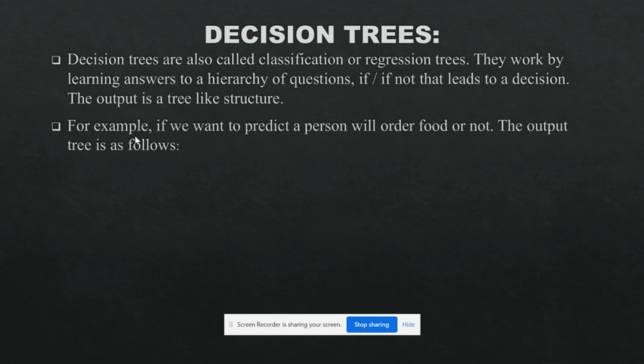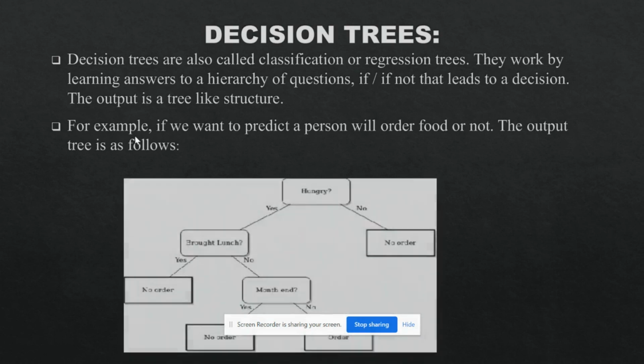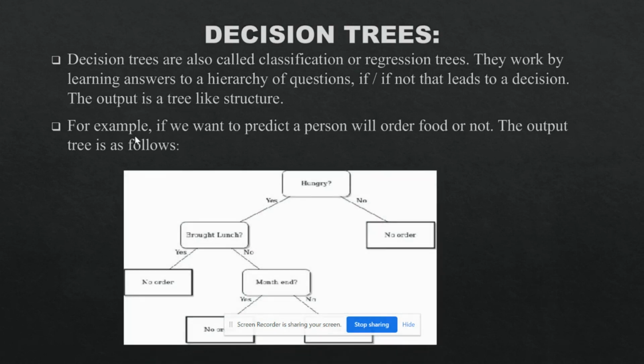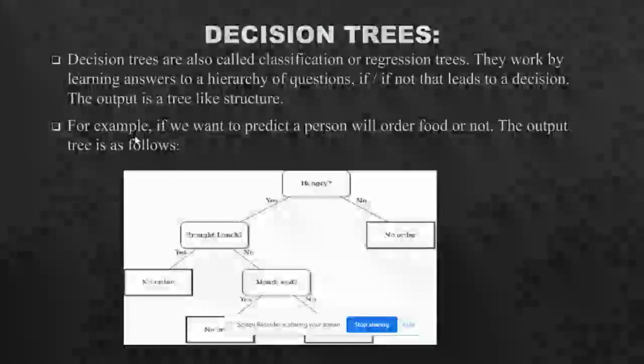Decision trees are also called classification or regression trees. They work by learning answers to a hierarchy of questions, and each answer leads to a decision. The output is a tree-like structure. For example, if you want to predict whether a person will order food or not, the output tree is as follows. First we find out whether the person is hungry or not. If the person is hungry, he might order food. If he's not hungry, he's definitely not going to order food.